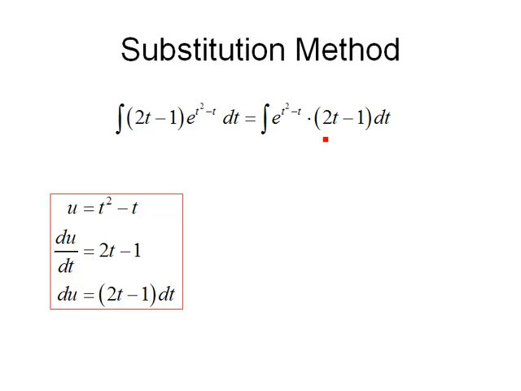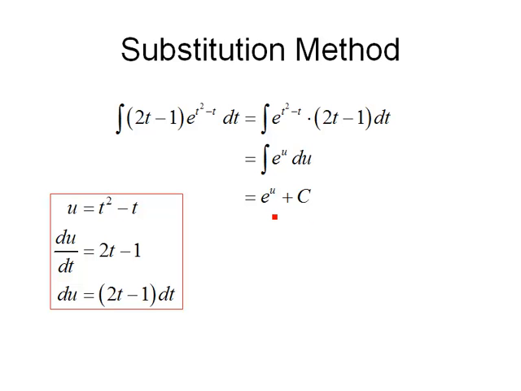So we see that all of this is going to become du, and this piece is going to become e to the u. Since we know how to take the antiderivative of e to the u du, we're on the right track. So that's what I need to do. I need to take the antiderivative of e to the u du. That's just e to the u plus c.